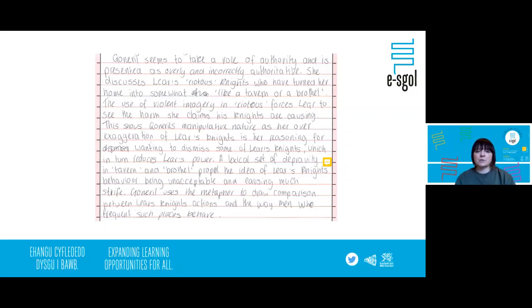A lexical set of depravity in tavern and brothel propels the idea of Lear's knights' behaviour being unacceptable and causing much strife. Goneril uses the metaphor to draw a comparison between Lear's knights' actions and the way men who frequent such places behave. So again, you've got really detailed analysis, okay, AO2, some nice detailed analysis being presented.